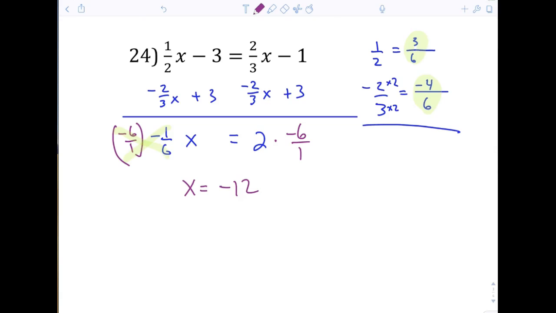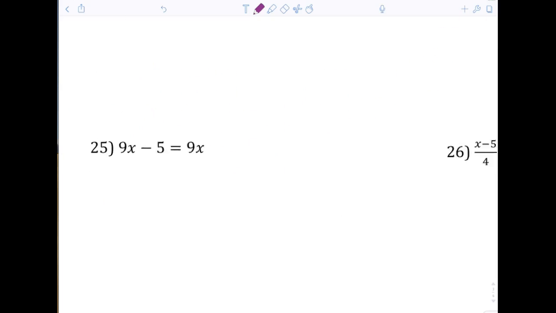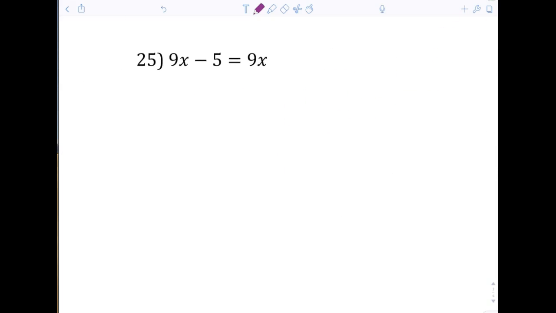All right, now let's check out 25. Now I want everybody in here to be able to look at that and say, there's no solution. Now why do we know it's no solution? Because 9x minus 5 can't be the same as 9x. That is not possible. Bradley, do you understand that? Yep, 9x minus 5 cannot equal 9x. Does that make sense to you? All right, no solution.